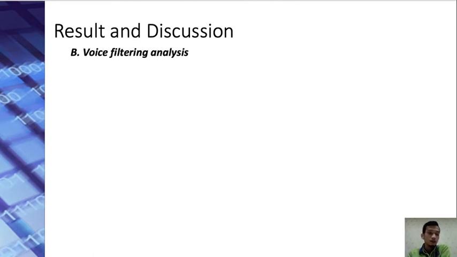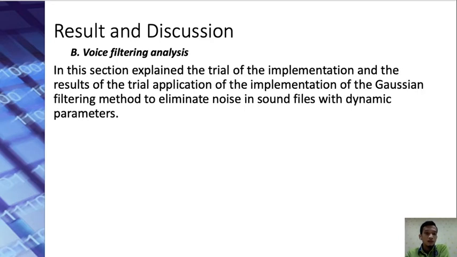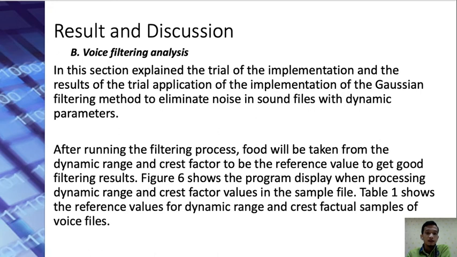Part B, filter analysis. In this section, we explain the trial of the implementation and the result of the trial application of the Gaussian filtering method to eliminate noise in sound files with dynamic parameters. After running the filtering process, values will be taken from the dynamic range and crash factor to be the reference value to get a good filtering result.